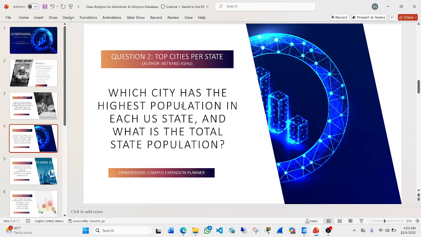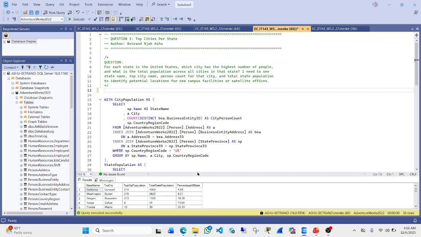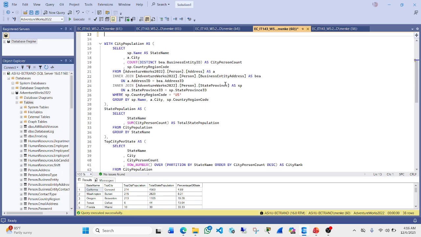Okay, which city has the highest population in each US state, and what is the total population of the city? So the next is the city with the highest population. This question is asked by me. For the city with the highest population, it's a bit complex, so we had to create common table expressions. We had to create three different common table expressions. The first one is for the city population, the second is for the state population, and the third is for the top city per state.